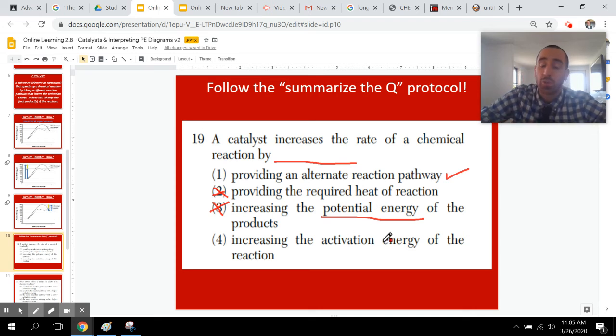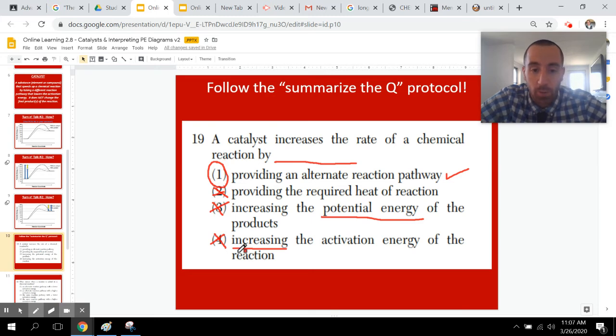So now that we got rid of 2 and 3, let's pause the video. Hopefully you got down to 1 and 4. Pause the video again and tell me which one you think it is and why. All right, hopefully you had some time to think about it. Certainly providing a reaction pathway sounds reasonable, but the activation energy does too because it's in the definition. But what's the problem with number 4? We are not increasing activation energy, we're actually decreasing the activation energy. So it's not number 4, your answer is number 1.